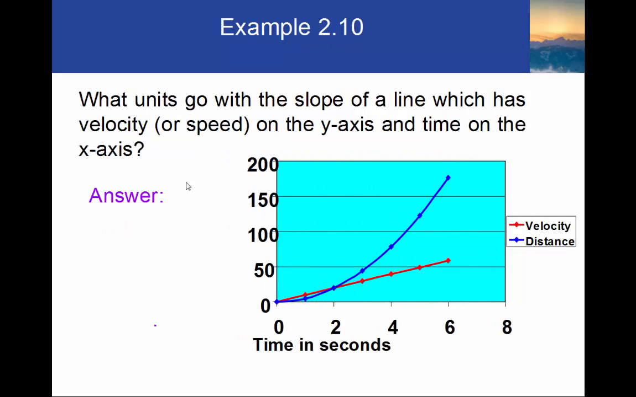On a similar vein, if you want to have velocity or speed on this axis, and time on the x-axis, then the slope is going to be meters per second divided by seconds, which would be meters per second squared. So notice what these units correspond to. The slope of distance versus time was meters per second. Well, that's the unit that goes with speed. The slope of speed versus time was meters per second squared. That's the unit that goes with acceleration. So that means that the slope of a distance versus time graph is actually telling you something about how fast the object is traveling. The slope of a speed versus time graph is telling you something about the object's acceleration.